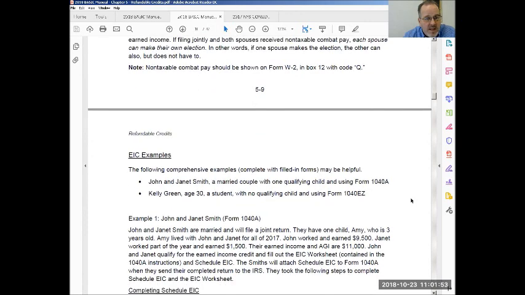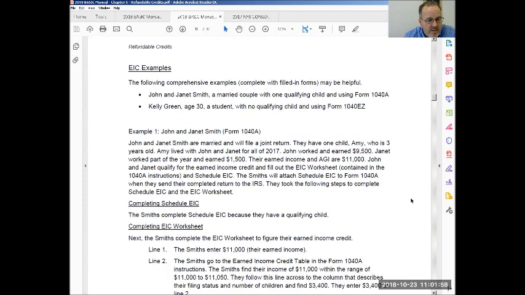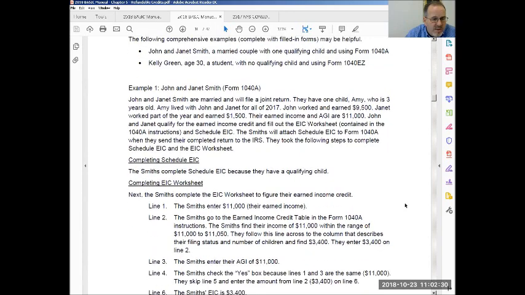Okay, top of 5.10, we have some EIC examples, and it talks about earned income. We've got John and Janet Smith. They're married and file a return. They have one child, Amy, who is 3 years old. Amy lived with John and Janet. John worked and earned $9,500. Janet worked and earned $1,500. So their earned income is $11,000, and they qualify for the earned income credit. They have to do the Schedule EIC to see if they qualify. So we have their earned income, as it says down there.